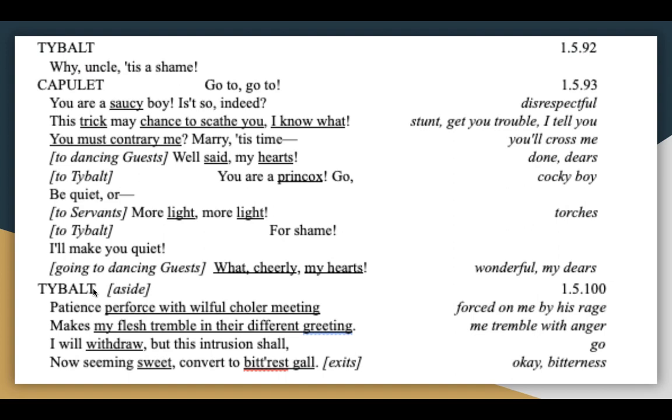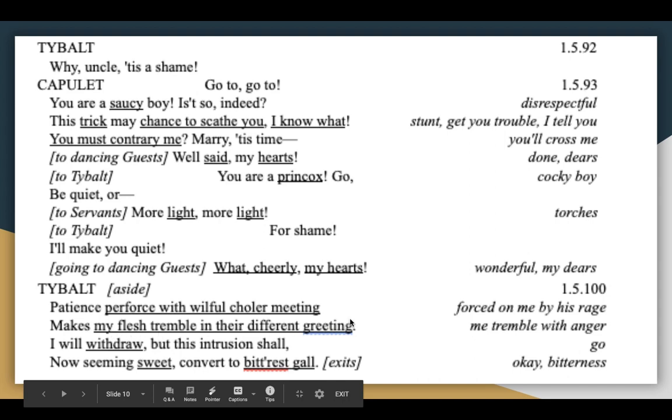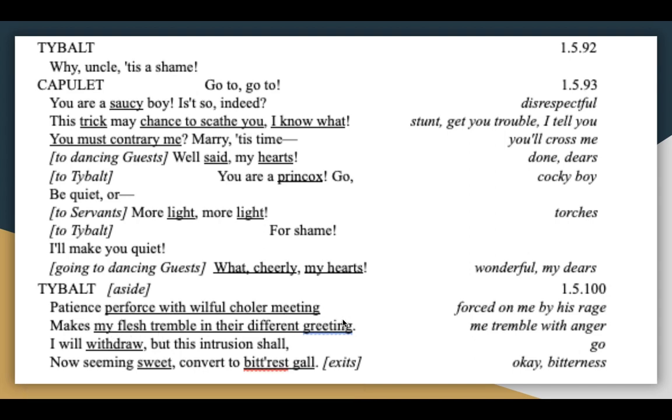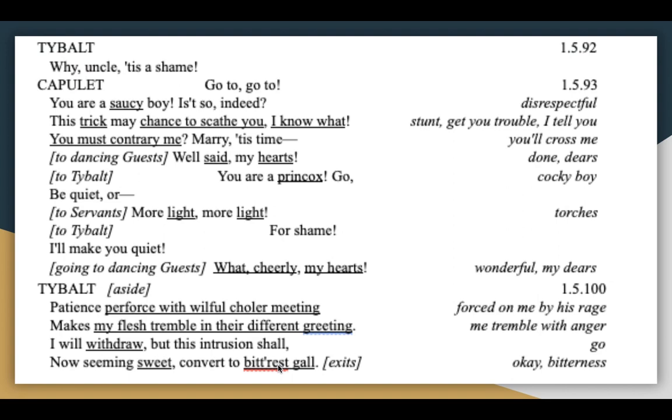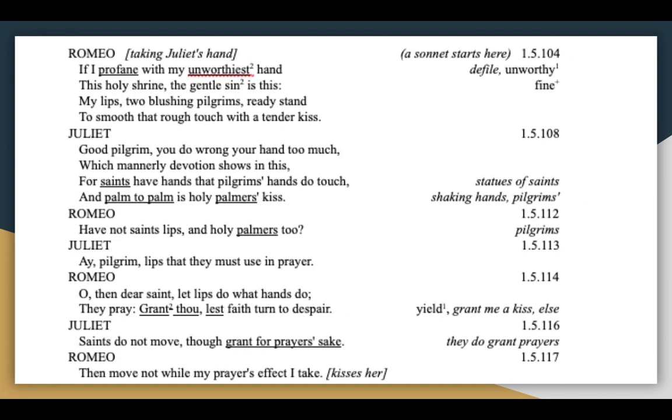And then Tybalt asides, "Patience perforce with willful choler meeting." So he says, being patient while so angry makes my flesh tremble. I'm trying to be patient, but I'm so angry, I'm actually shaking. "I will withdraw, but this intrusion shall now seeming sweet convert to bitterest gall." So I'll back off, but it's going to end badly. I'm not going to do anything now, but I'm not going to forget it, and something bad is going to come of Romeo.